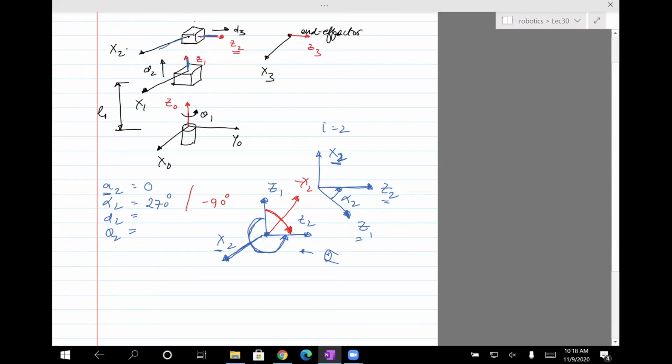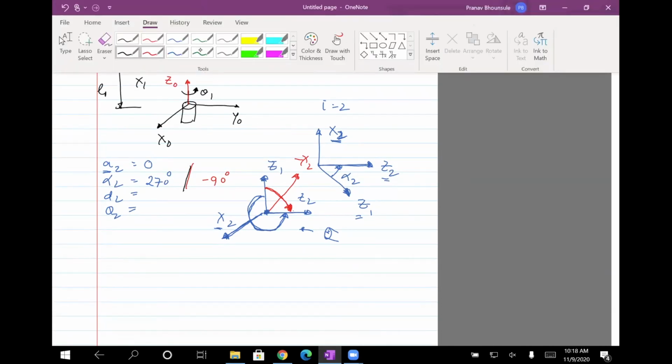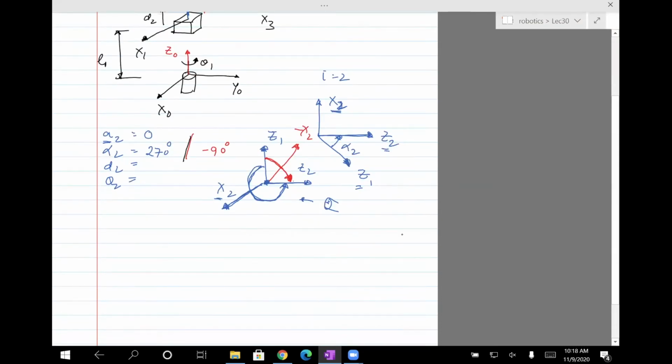Okay, so this is one case where you will see that it's not 0, it's far from 0. I think those are the cases which people have a hard time doing. So be very careful or understand this very well before you apply this. Okay, so that's alpha 2. Let's move on to D2 and theta 2.